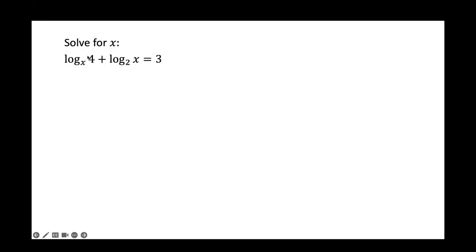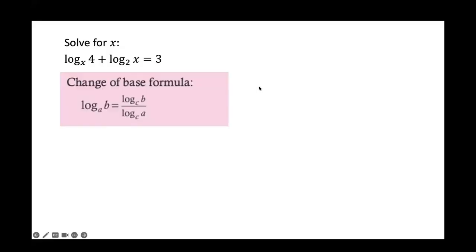So what we have to do in this particular example is to first ensure that they have the same base, then we go on to apply the laws of logarithms. To make them have the same base, we use a concept called the change of base. So the change of base formula states that whatever logarithm you have to a given base, you can decide to change the base to a base of your choice.